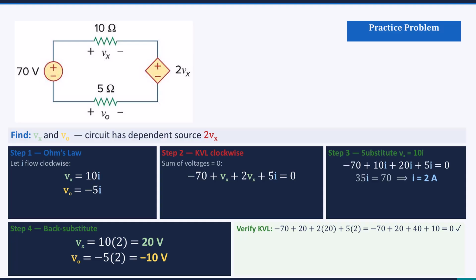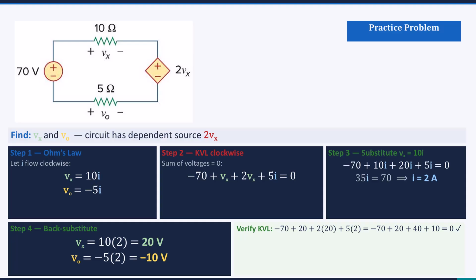Step 1. Ohm's law. Let I flow clockwise. Vx equals 10I because current enters the plus terminal of Vx. For the bottom resistor, the plus of V0 is on the left, and the clockwise current enters at the right, the minus side, so V0 equals -5I. Step 2. KVL clockwise, sum of voltages equals 0, -70 plus Vx plus 2Vx plus 5I equals 0.